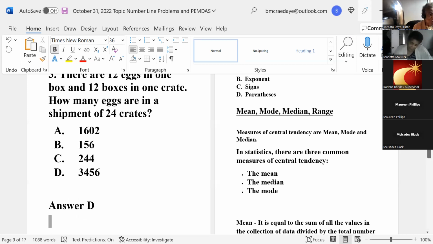So her answer was she took 12 times 12 times 24. Because if there are 12 eggs in one box and 12 boxes in one crate, 12 times 12 gives the eggs in one crate. So if you multiply by 24, that would give you the eggs in 24 crates. Got it? Questions on number 3?